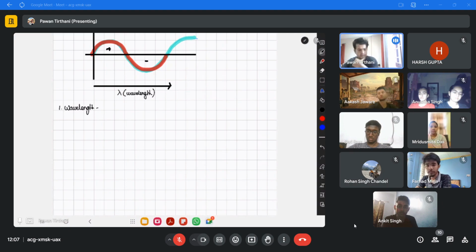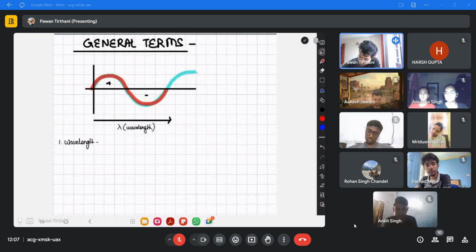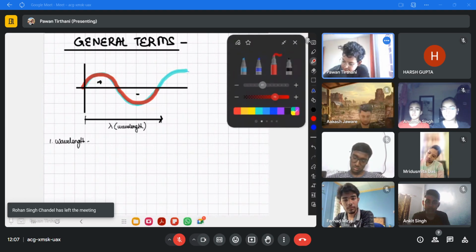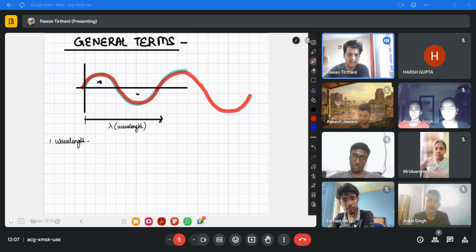What is a wavelength? The physical distance traveled by one cycle of a wave. Okay, it can also be said to be the distance between two crests, or two troughs. Crests means peaks.